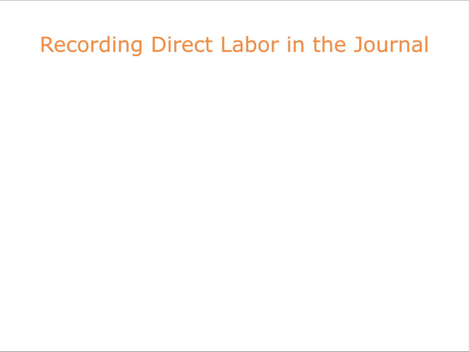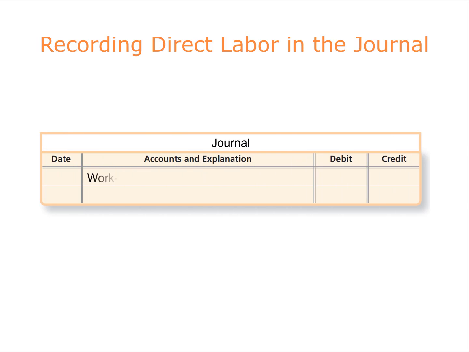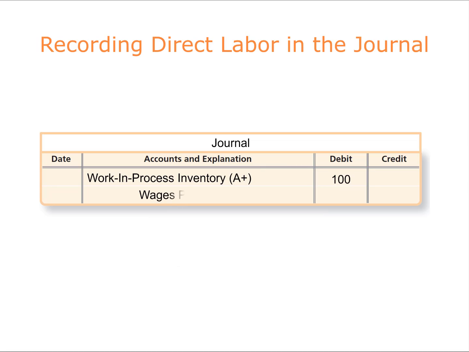Now, the journal entry for recording Willie's wages would not occur until the pay period ends, but if you are curious as to what the journal entry would be, here it is. We would debit work-in-process inventory like we did on the previous slide for $100, and then because Willie isn't paid on the day the pay period ends, the credit account would be wages payable for $100.